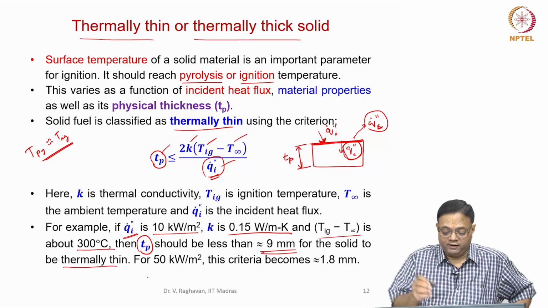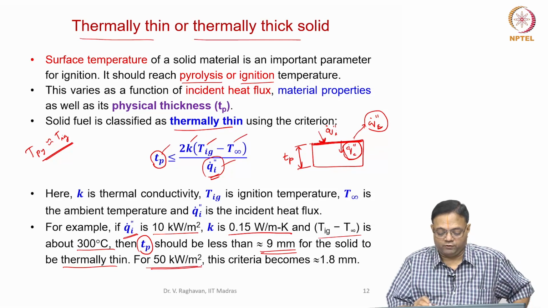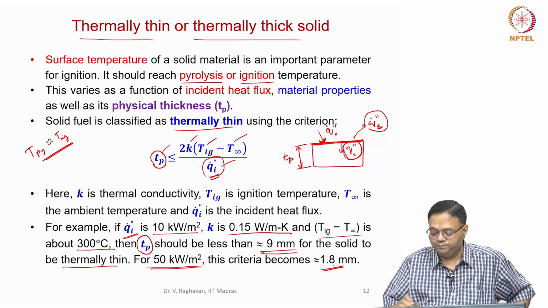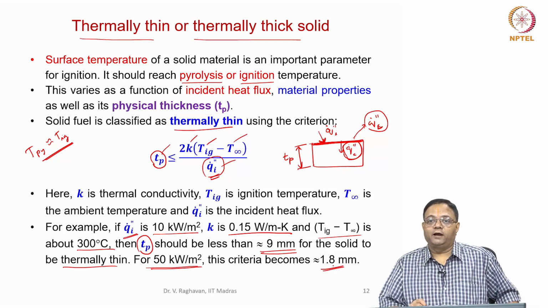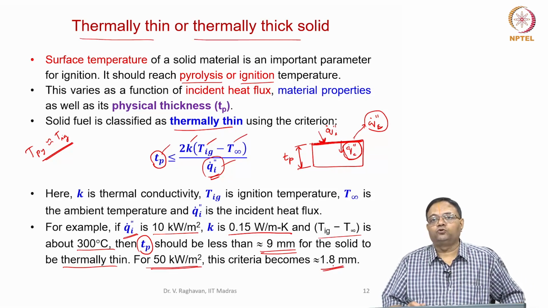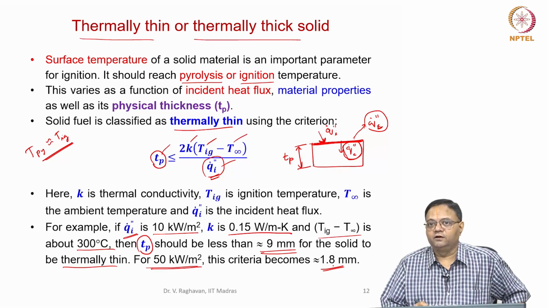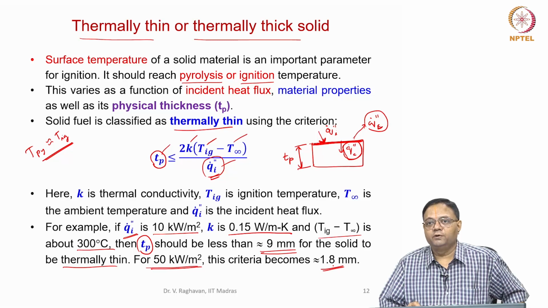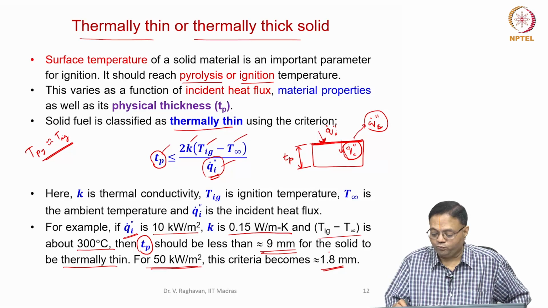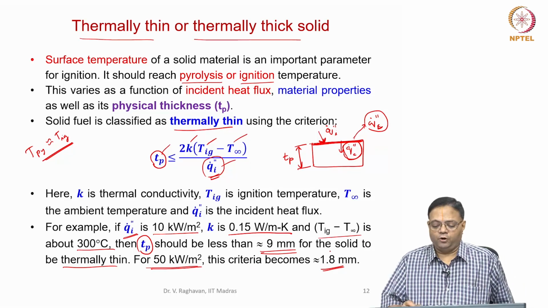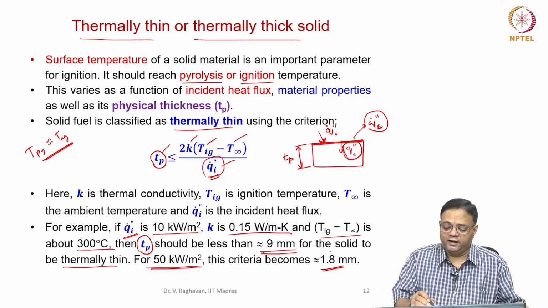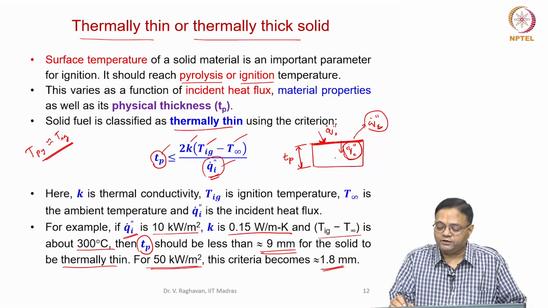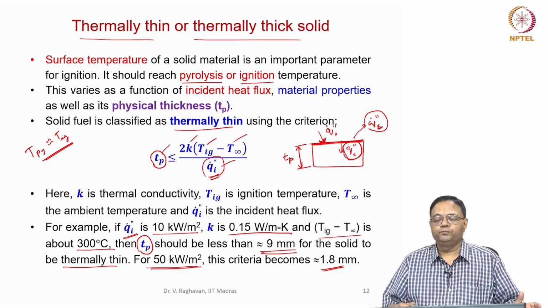Now, if you increase the heat flux to 50 kilowatt per meter square, from 10, 5 times, then you will see that a 1.8 mm or about 2 mm sheet also cannot be considered thermally thin now, because the criteria now becomes 1.8 mm. So, as the incident heat flux increases, the conduction also should be taken into account.